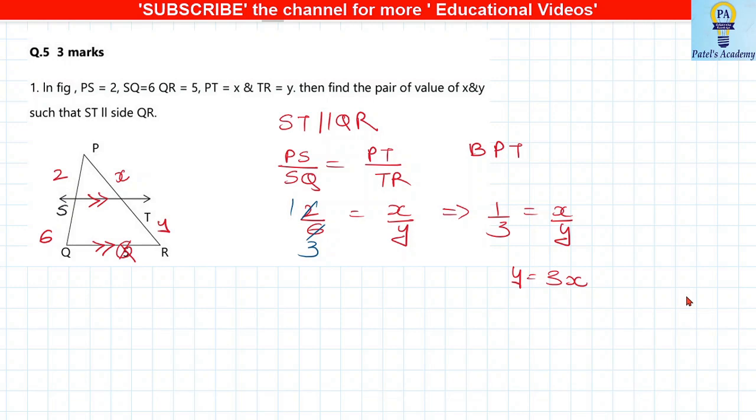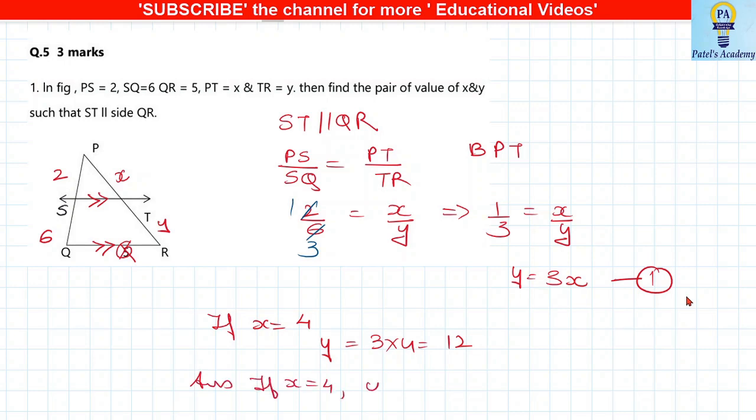Okay, now the question is to find a pair. Which means I will do what we did in algebra. If I substitute x equal to 4 in equation 1, what will I get? Y equal to 3 into 4, that is 12. So my answer is, if x equal to 4, y equal to 12.